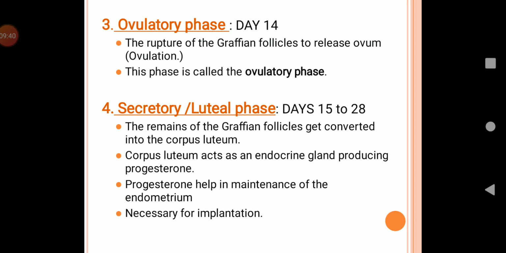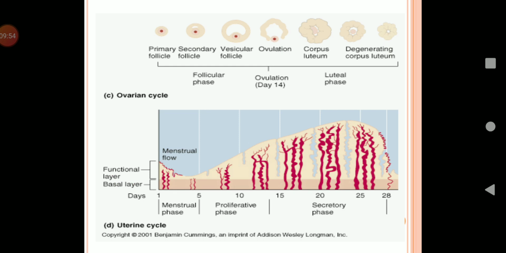Corpus luteum is active till the placenta takes up the function of secretion of hormone, human chorionic gonadotropin hormone, that is HCG, similar to the luteinizing hormone.